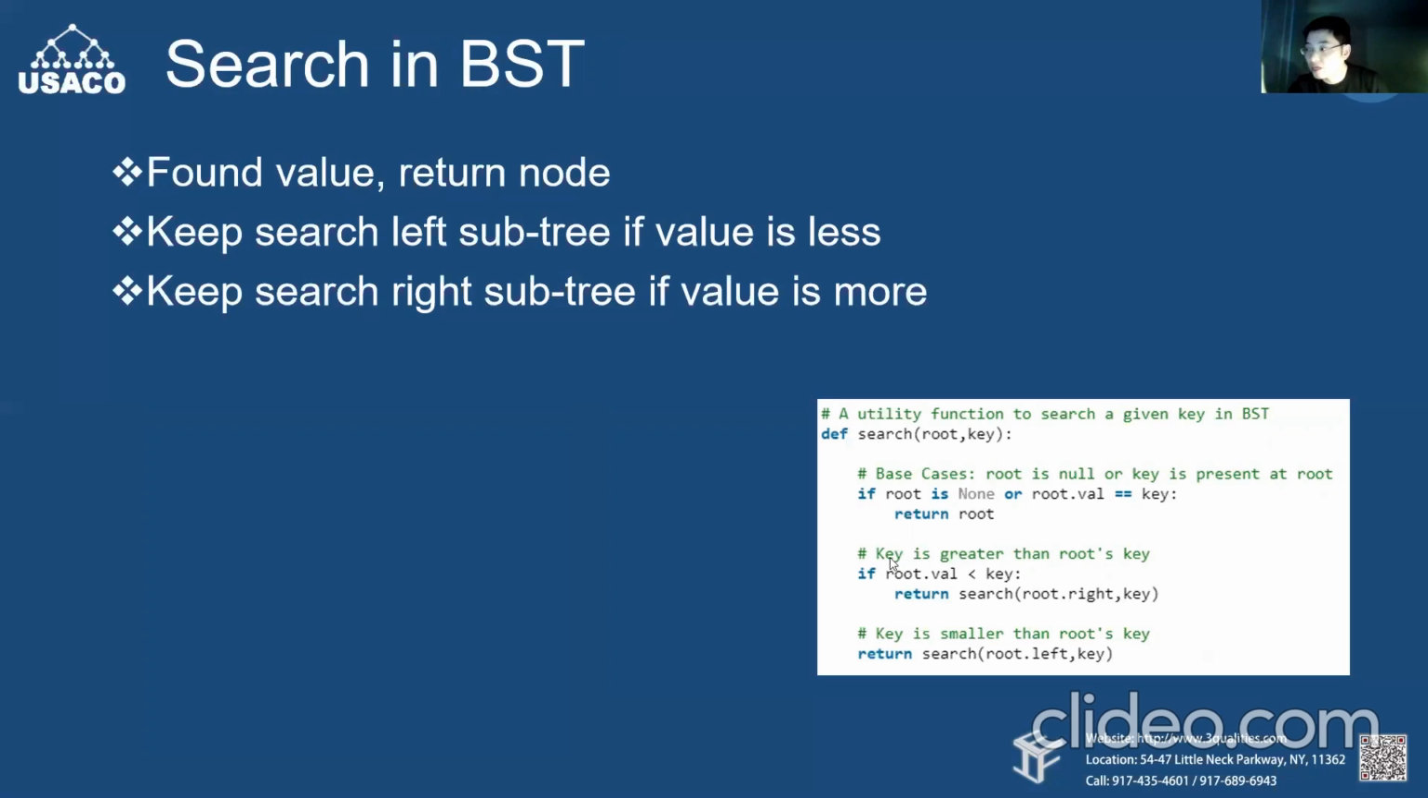If the key, or the lookup value, is bigger than the node value, I go to my right side, right? But if the value is smaller than the node value, I go to my left side. That's it. Very simple.